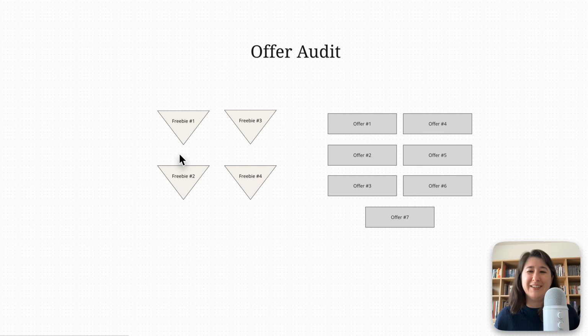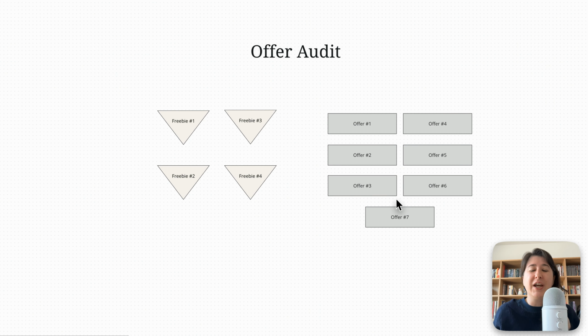I'm using Canva here, but I like to have visual ways to represent this because we're going to be playing around afterwards with how these things interact. So starting with these blocks can be really helpful. So I created these triangle shapes to represent the freebies and then these rectangles to represent my different offers.